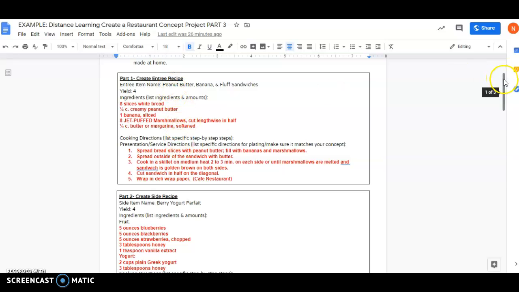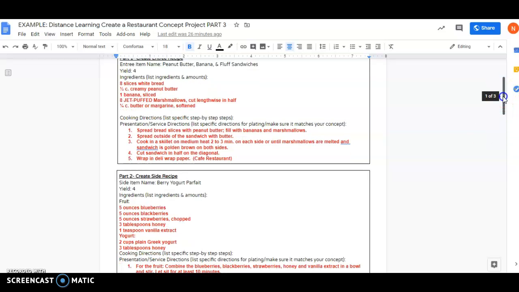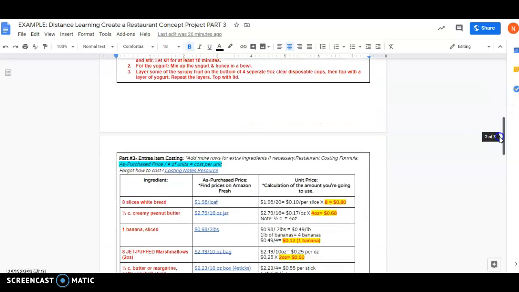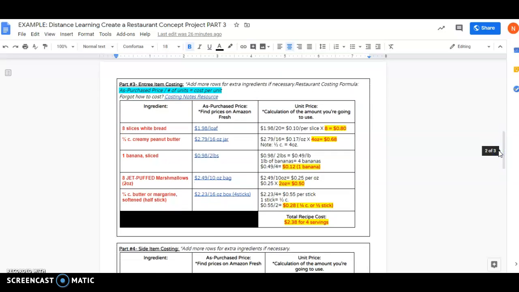For the purpose of the screencast, when you'll see my costing, the entree is actually cheaper than the side, but it is a cafe, so there's a variety. Okay, so then what you're going to do, parts 3 and 4, is you're going to cost the entree, and then you're going to cost the side. What I did was, because you're making this for 4 people, I just transferred my ingredient amounts that I had written for a recipe yielding 4, and I put it here.